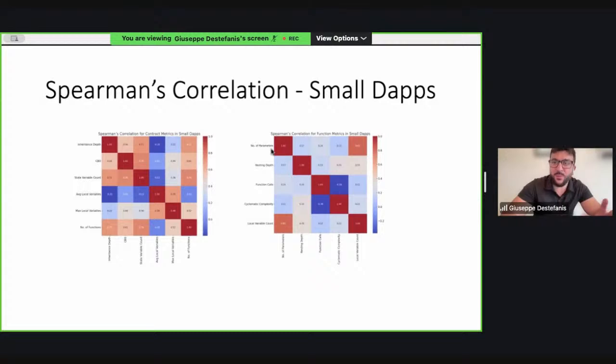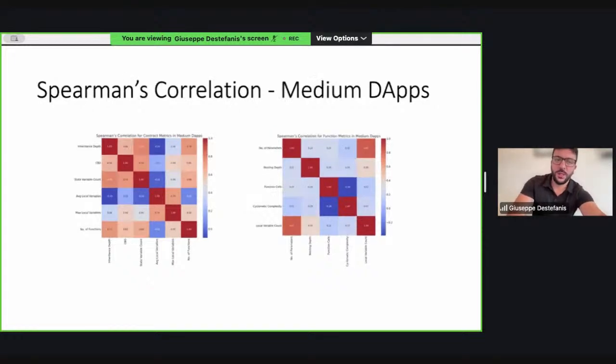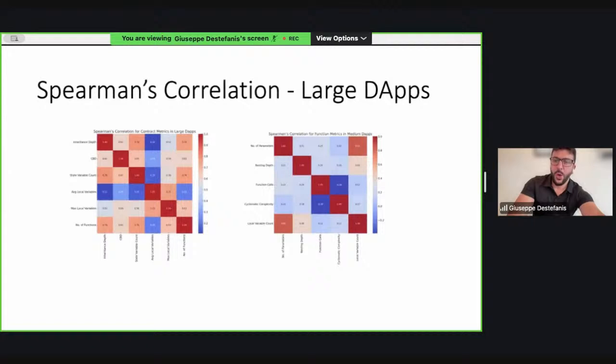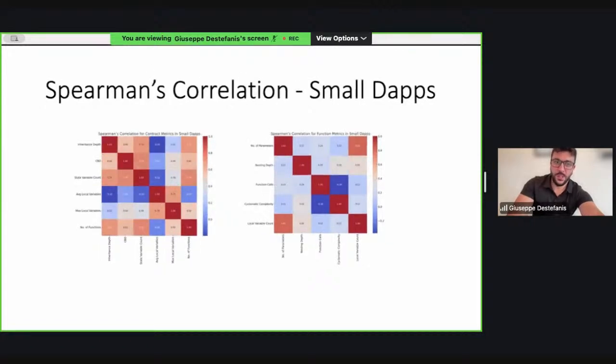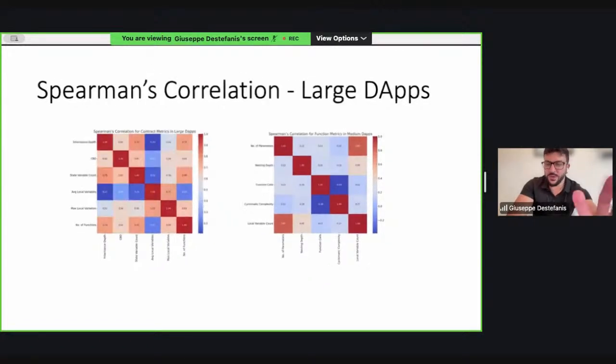And then we studied the correlation among function metrics in small dApps. The goal, though, was: are these correlations staying also for the other sizes of dApps? So this is the small one. Now look visually. We will go in deeper details after. These are the mediums. Look at the colors. These are the medium, so larger dApps, and these are the large. Correlation is changing, even if we are more or less in the same range.